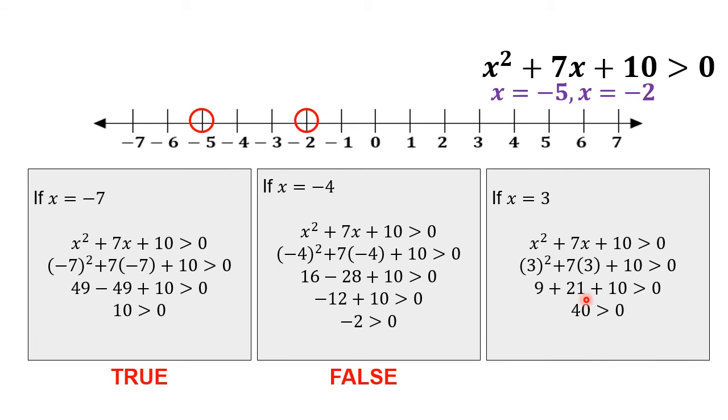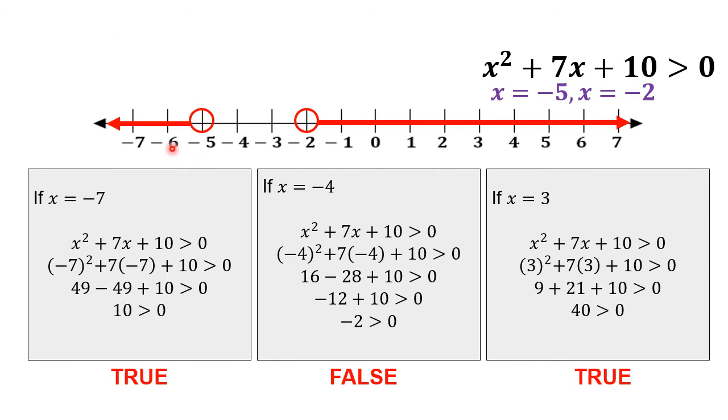So, 9 plus 21, that is equal to 30. Plus 10, is it greater than 0? So, 30 plus 10, that is equal to 40. And 40 is greater than 0. Therefore, it is a true statement. Okay? So, based on our test points, ang unang region at yung third region ang ating solution set. Okay? Kasi doon nag-true yung ating test points.